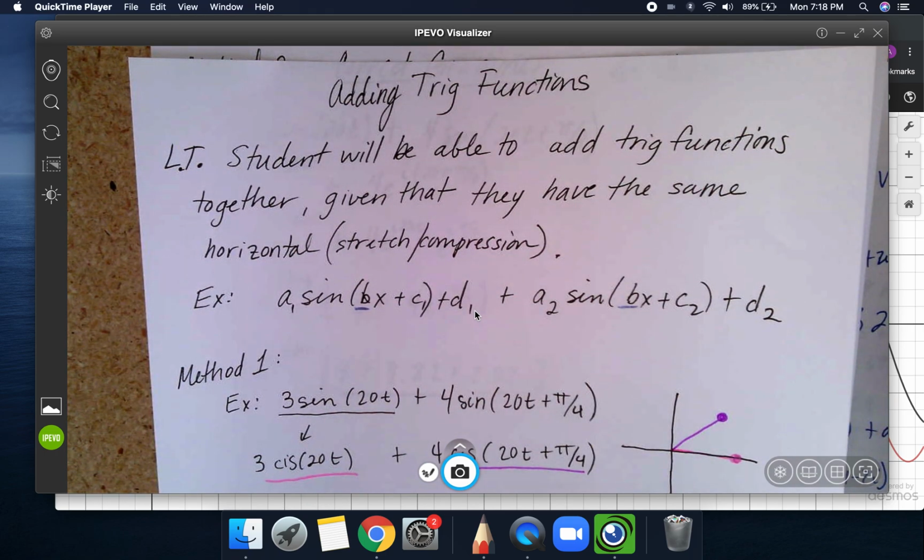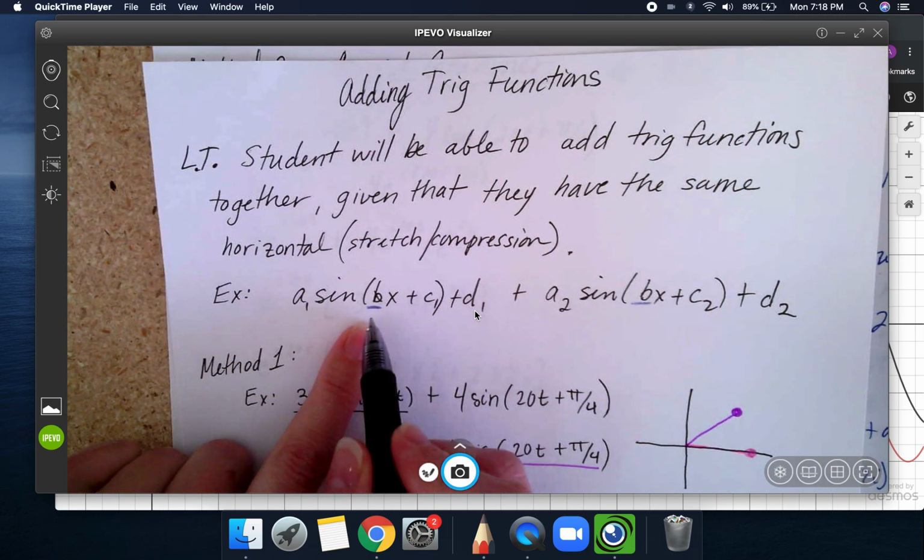We're going to look at adding trig functions. So the goal today is going to be able to take two trig functions and they're going to have the same horizontal transformation, so the same stretch compression. It's not going to be a left-right, it's going to be a stretch compression.